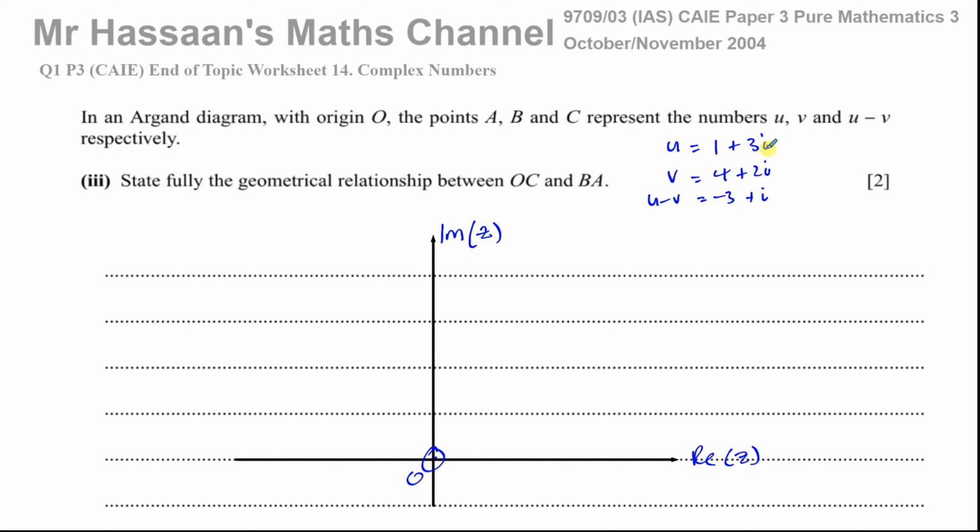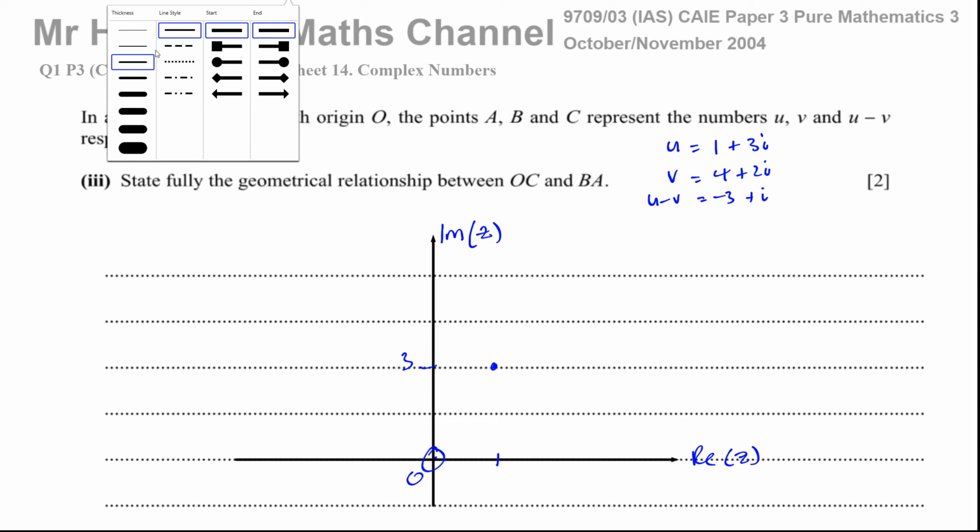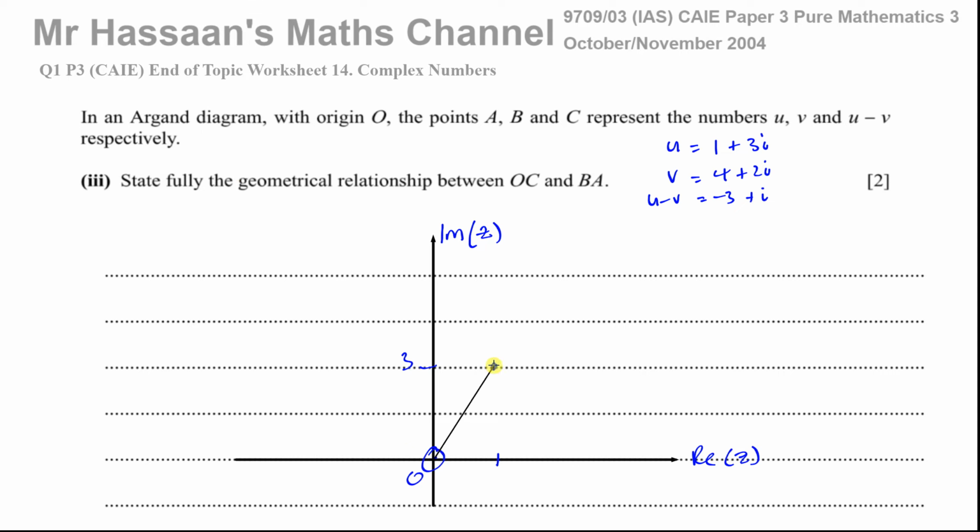So if we represent u, it's going to be 1 plus 3i. So 1 plus 3i, let's just put it over here. I'm not doing it to scale. Let's say that's 1 and that's 3. It's just a sketch, so we don't have to worry. So remember, the complex number is represented by a straight line from the origin here. This is the complex number u, 1 plus 3i. And that leads us to the point A.